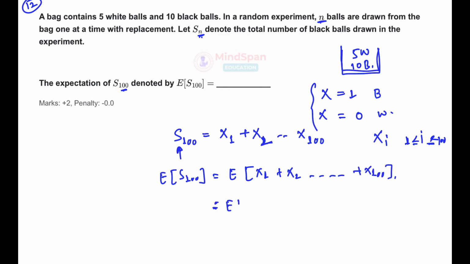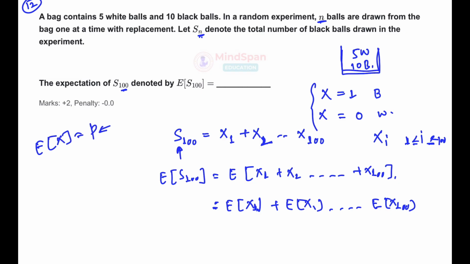And using the linearity, we can write that expectation of x1 plus expectation of x2 dot dot dot expectation of x100. And we know everything about the Bernoulli random variable, that the expectation of a Bernoulli random variable is p. P is the probability of success. So what is the probability of success?